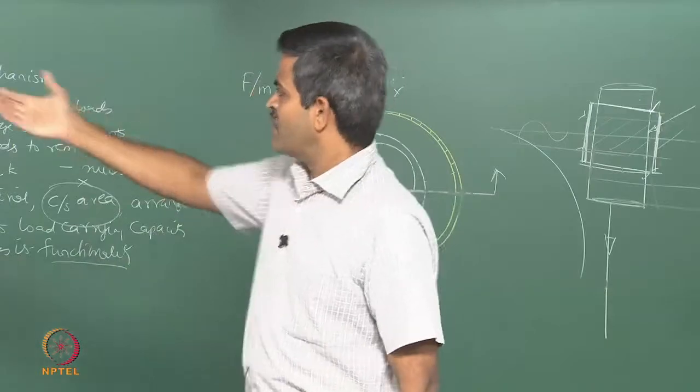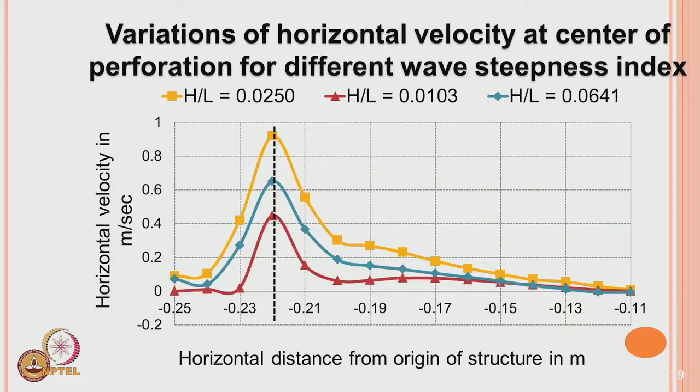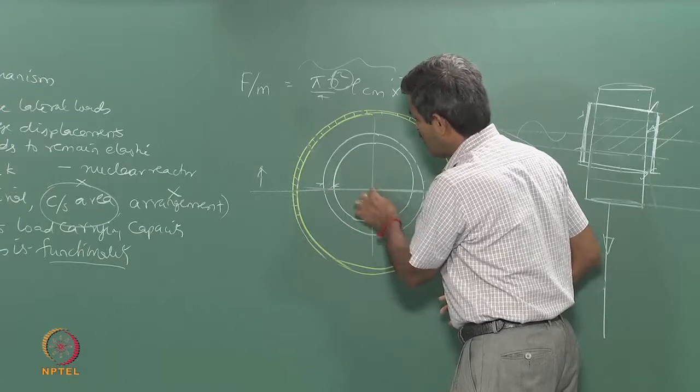This has been again done for different wave steepness indices varying from low, medium and high, that is from 0.103 etc. So we can also characterize the horizontal water particle velocity at the center of perforation. Any hole you take, at the center of perforation, try to see what would be the variation. The variation is shown from 0.11 to 0.22. This value is at 0.22, and this is 0.11. So 0.11 actually is here and 0.22 from the center is here.